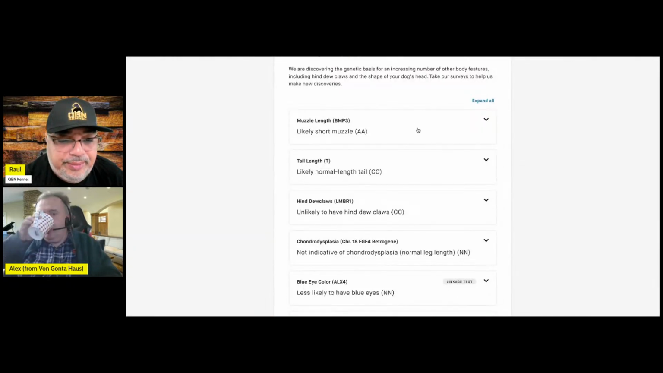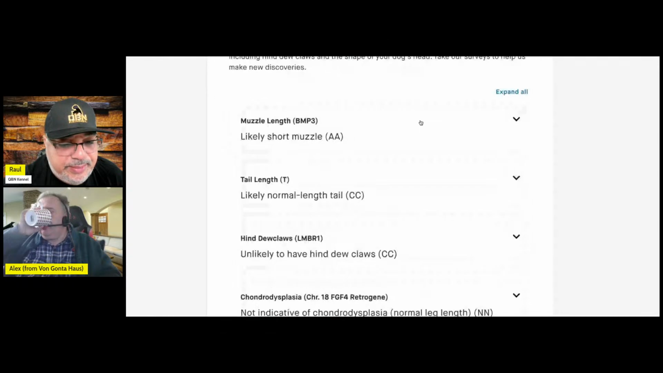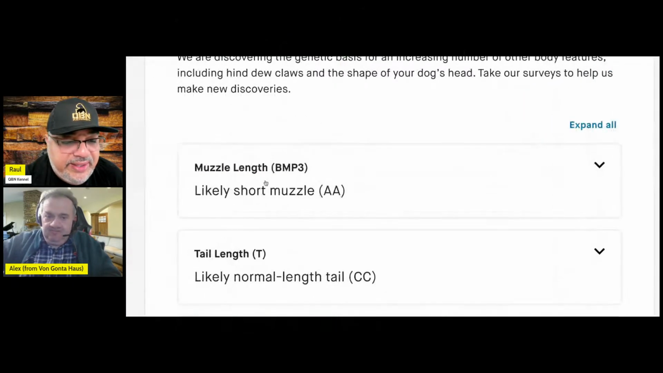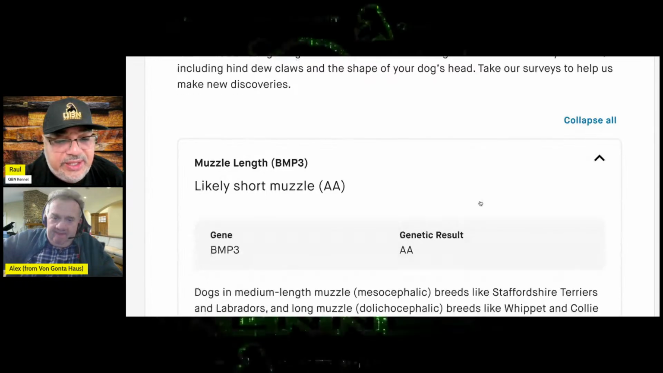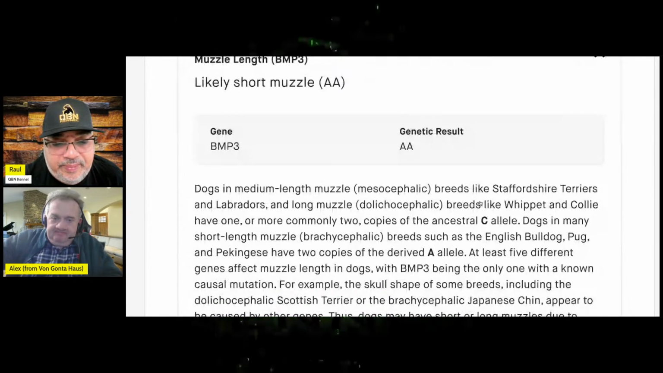What I want to show them is what you're talking about. This is a monogenetic gene right here, the muzzle length. Okay. You see AA, and let's see what AA stands for. Here you go.